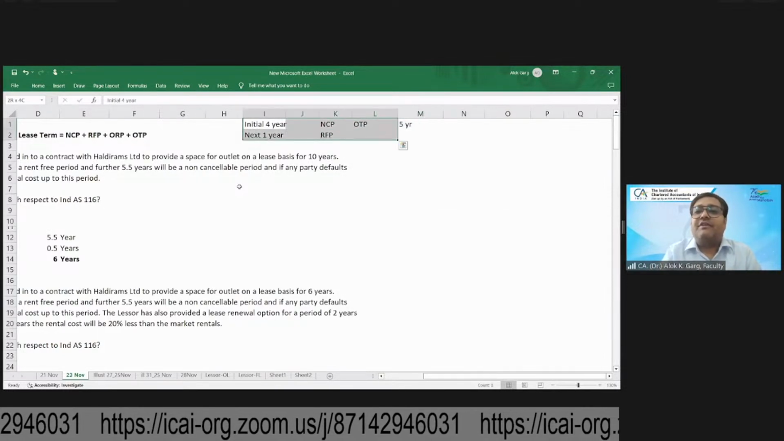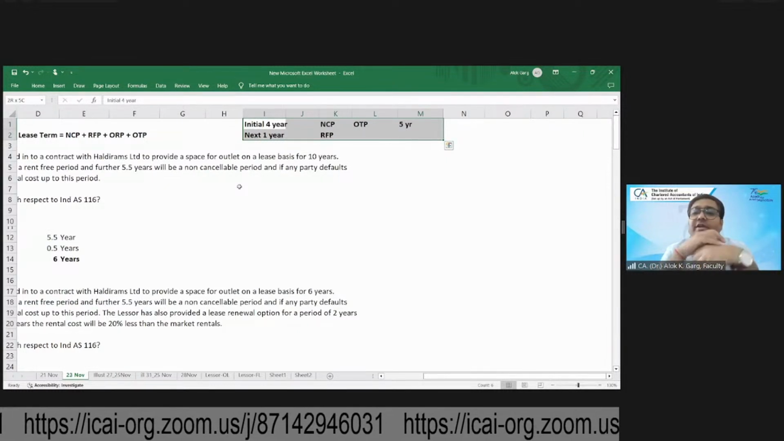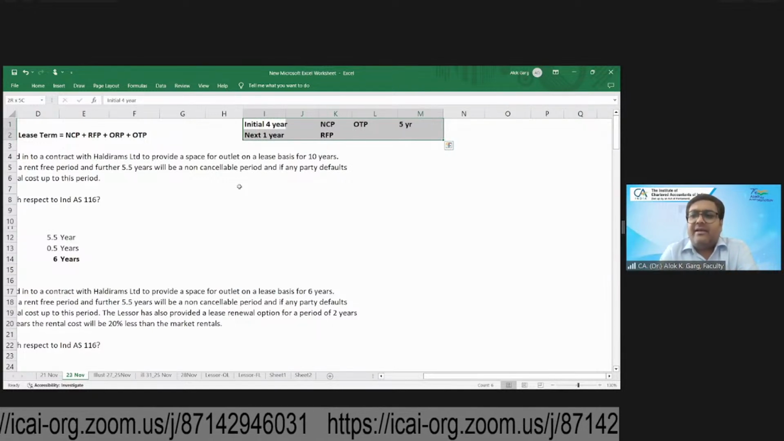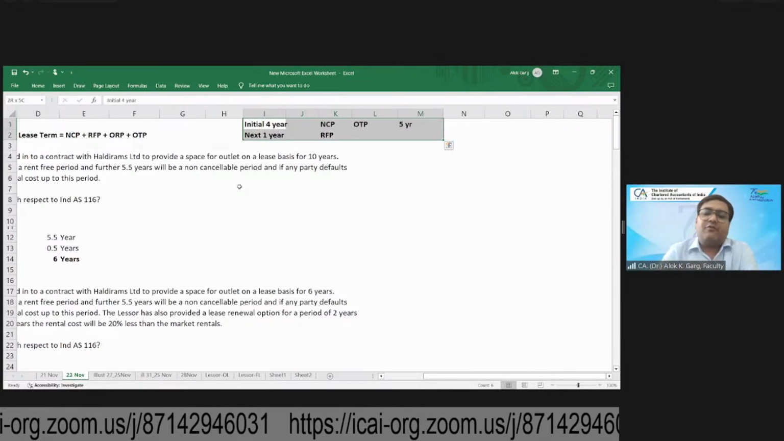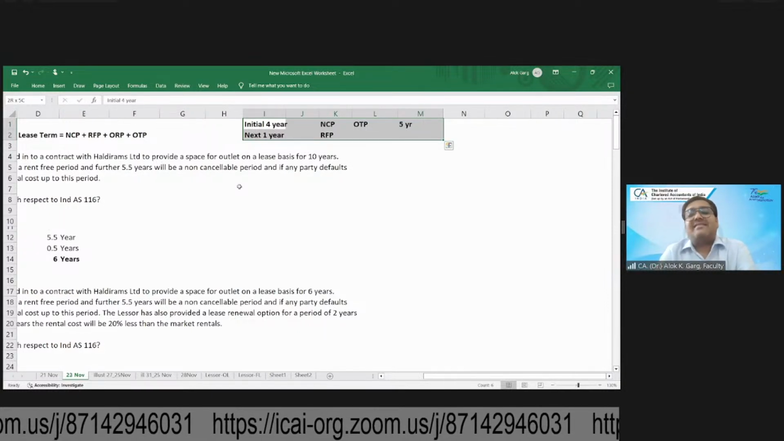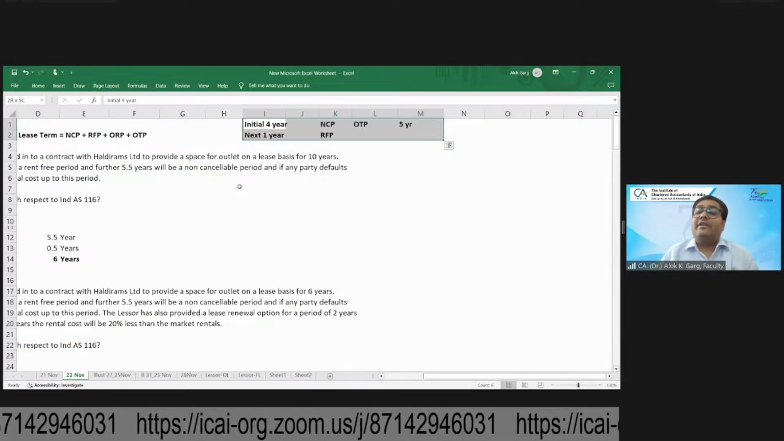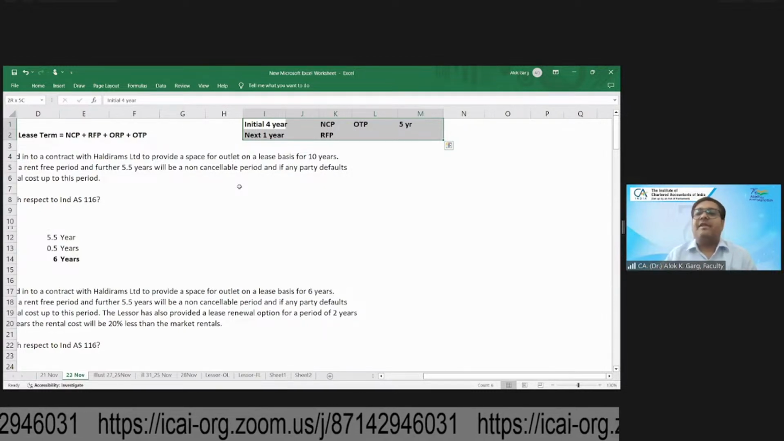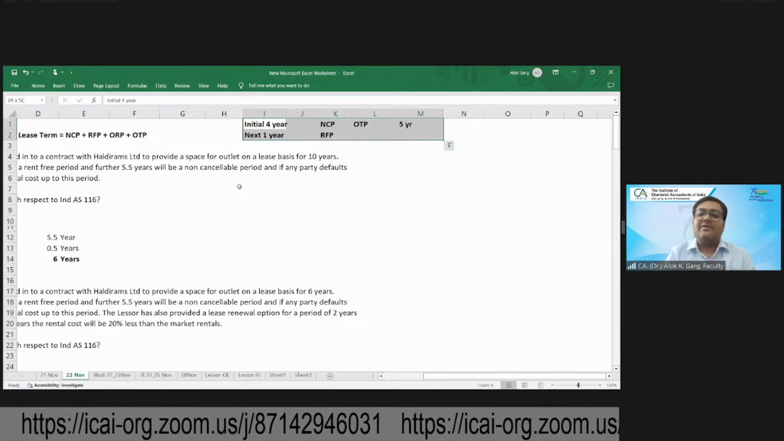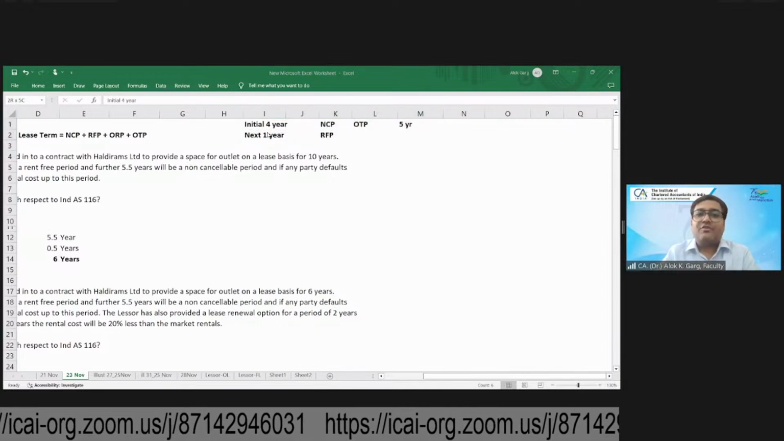Now the question has given you three facts: a lessee has entered into a lease contract for 10 years, the initial 4 years is the non-cancelable period, the lessee is not required to pay any lease rental for the 5th year, and the last 5 years are the optional termination period for which no penalty is there. The question is asking what the lease term is in accordance with Ind AS 116. So non-cancelable period 4 years, rent-free period 1 year. Whether the lease term is 5 years or 10 years, what should the lease term be?